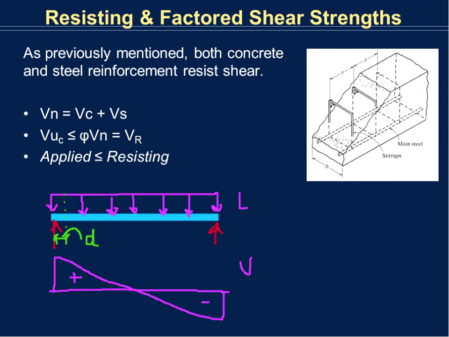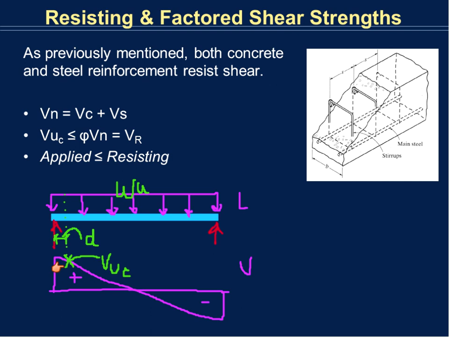Now what we're looking at is our distance D from the support. So our interest is what the critical shear is, V sub U sub C. Again, this is assuming that this is W sub U, so it's a factored distributed load. So when we're designing, we want to know what is the shear at a distance D from the support, and that's the critical value because that's where we're going to assume that the shear failure, the diagonal tension failure, would begin.